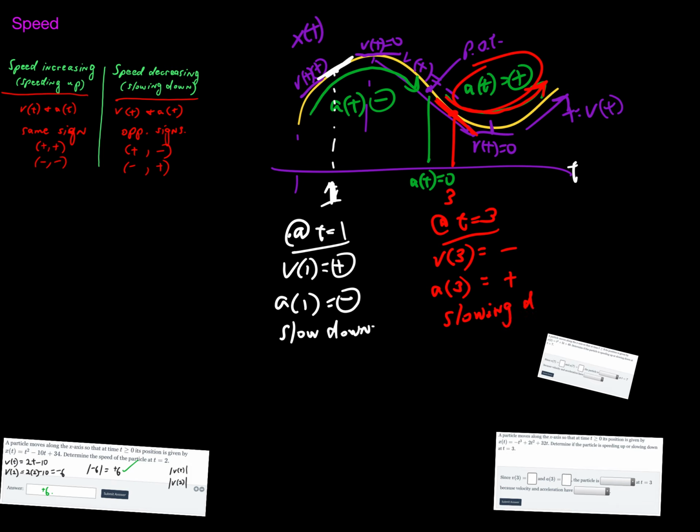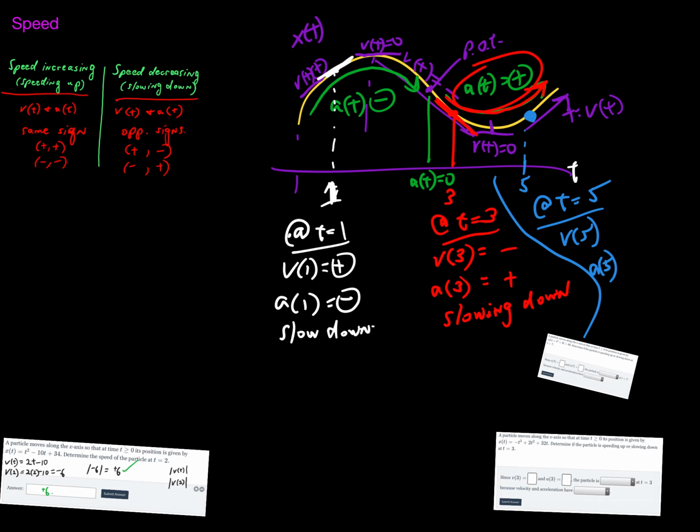I guess I should do one that's speeding up. Let's continue and say right here is time 5, and I want to know at time 5, is our particle speeding up or slowing down? Well, what we have to do is see at time equals 5, what is the velocity at 5 and what is the acceleration at 5.